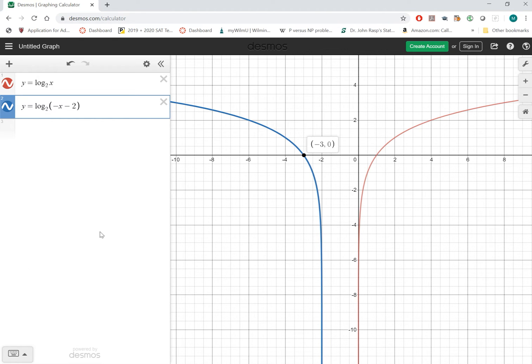In any case, notice that there is a reflection about the y-axis because the x is negative. And then also notice that my origin point shifted over -2 points, which means that I'm actually going to go to the left 2 points. And again, I showed you mathematically why that happens.